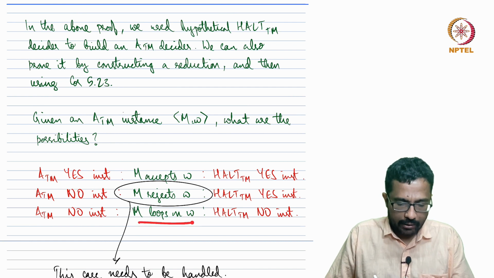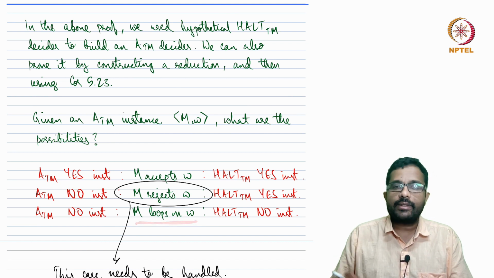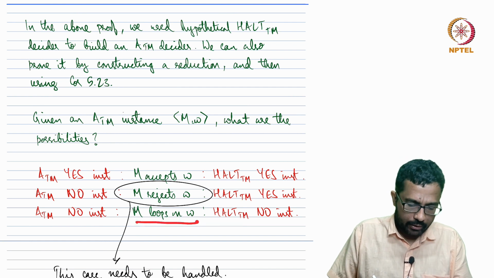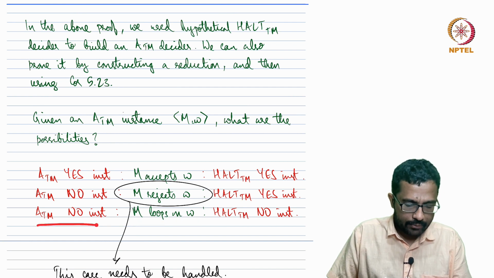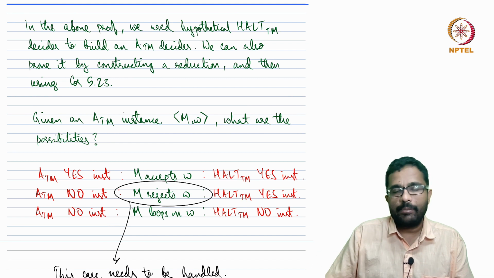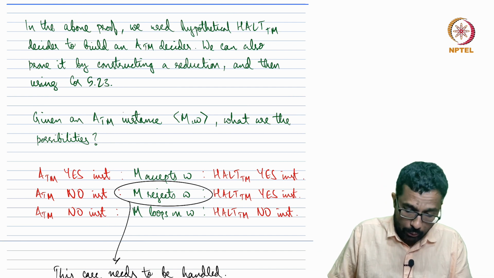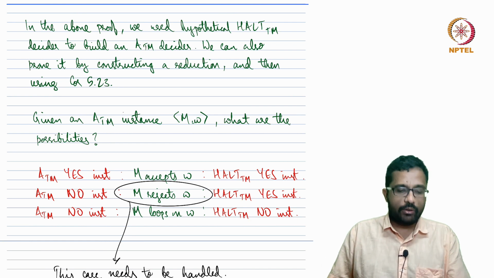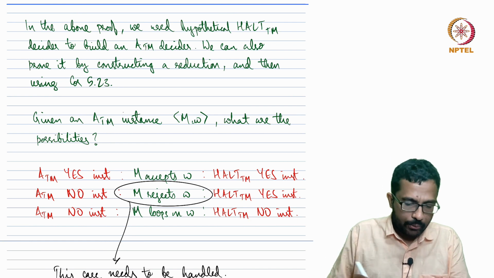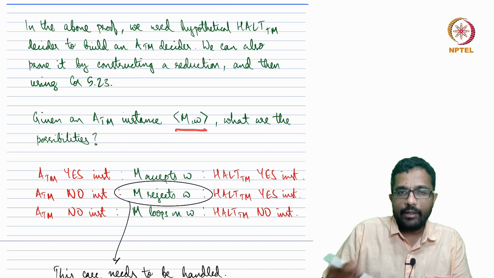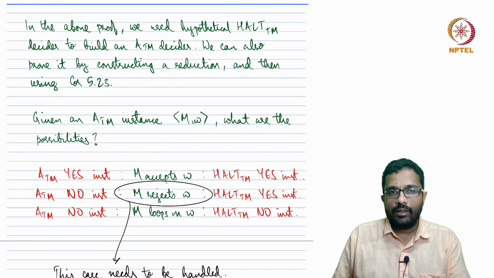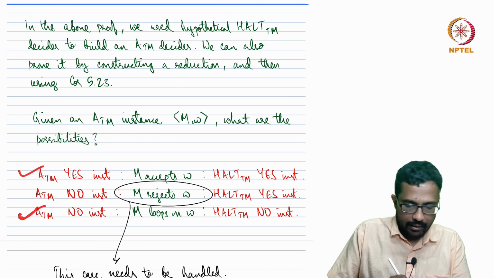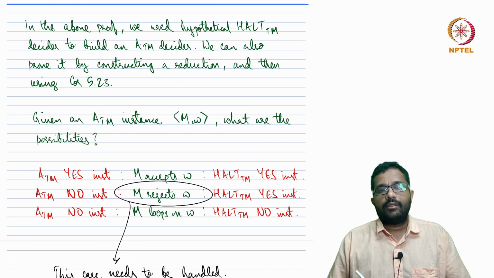If M loops on W, it never halts, it never accepts, never rejects. It loops. If it loops on W, then it is a no instance for ATM, because M does not accept. It's also a no instance for HALT-TM because it does not halt. So these are the three possibilities. If you feed the instance M, W to ATM and HALT-TM, the outputs agree in the first case and the third case. The issue is with the second case.